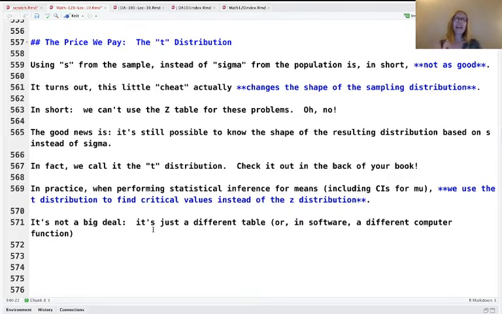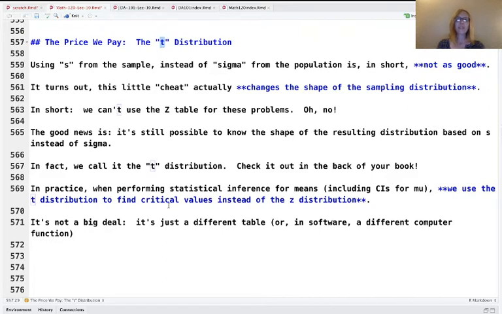And it turns out that actually changes the shape of the sampling distribution that we're using. Oh no, that shape is really important because that's how we find these probabilities. There is good news. Even though these problems don't follow a normal distribution, they follow a very similar distribution called the t distribution. It's lowercase t. And it's really similar to the normal distribution, but it's used in this special scenario where we don't know what the population standard deviation is.